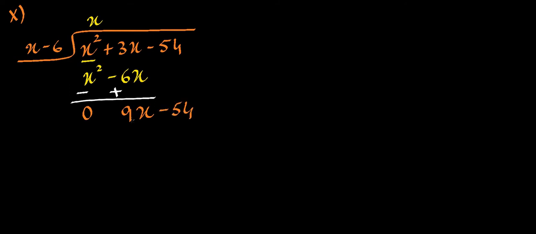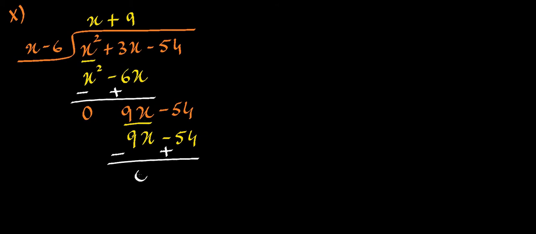Now, my next target is 9x. X multiplied by what will give me 9x? Yes, plus 9. So, x multiplied by 9 gives me 9x. And 9 multiplied by minus 6 gives me minus 54. Subtraction needs to be done, so change of signs. What happens? 9x minus 9x is 0. Minus 54 plus 54 is 0. Division is done. Let's move ahead to the next sub-question.